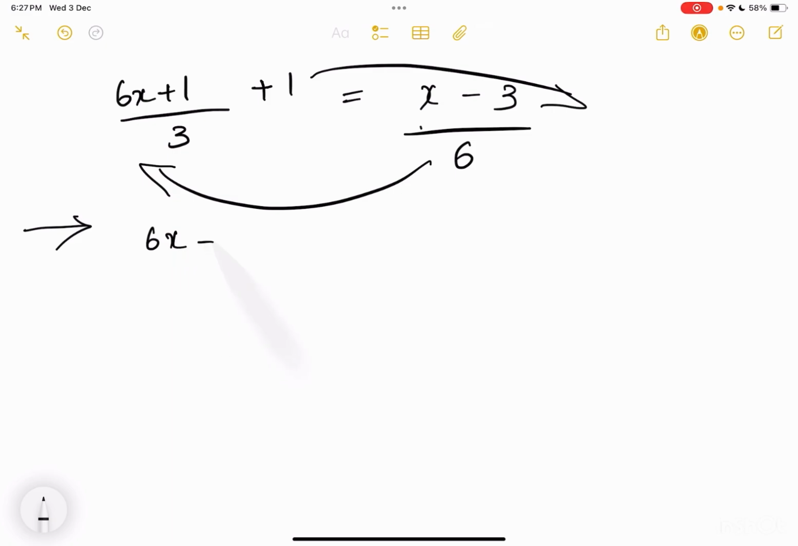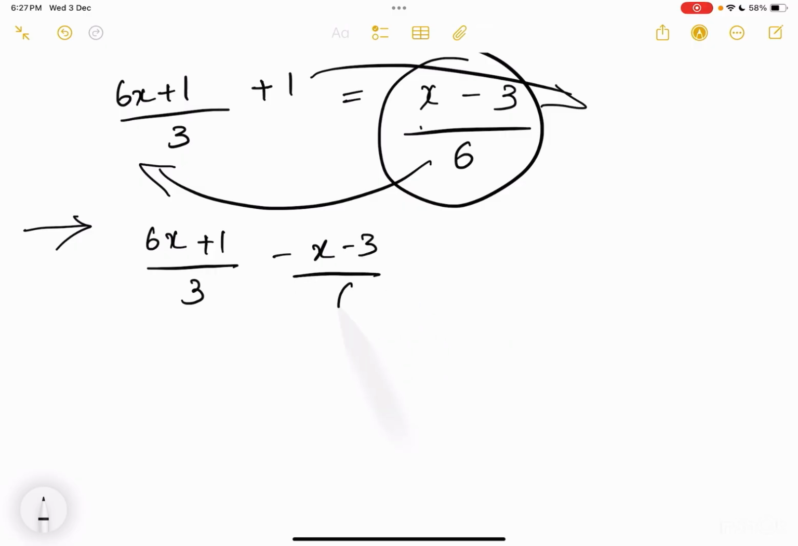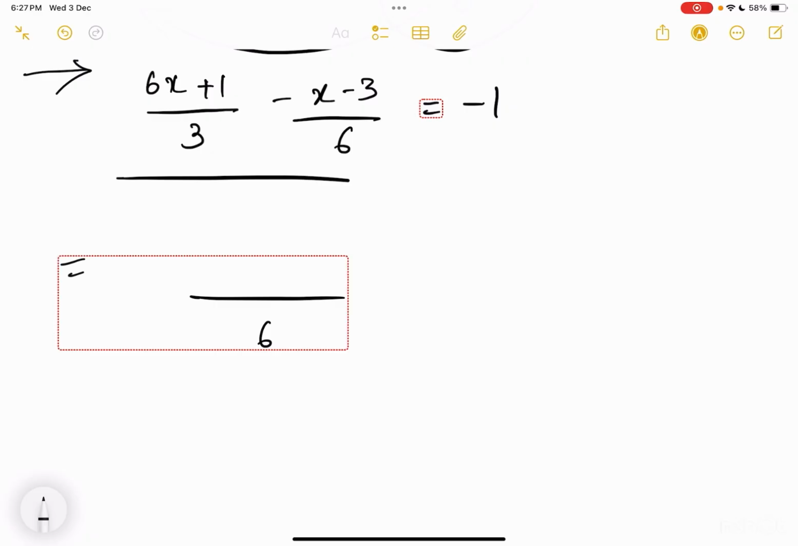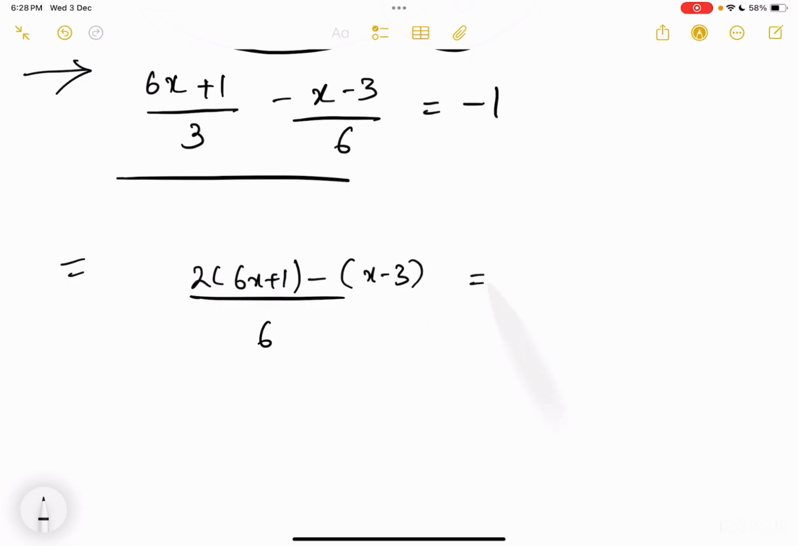6x plus 1, this is a whole fraction. You can just copy this and bring this whole fraction to the other side. X minus 3 by 6, 1 will become minus 1. And then you can solve it like a fraction only. So what you will do, LCM will be 6. Here you will be getting 2 into 6x plus 1 minus x minus 3 is equal to minus 1. Then quickly just solve this equation. Open the brackets. It will be 12x.